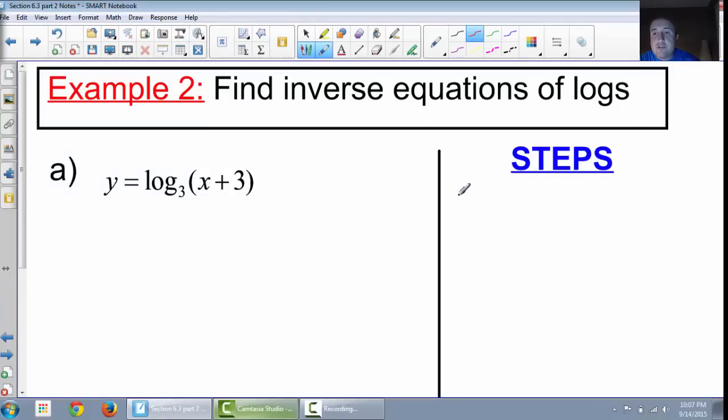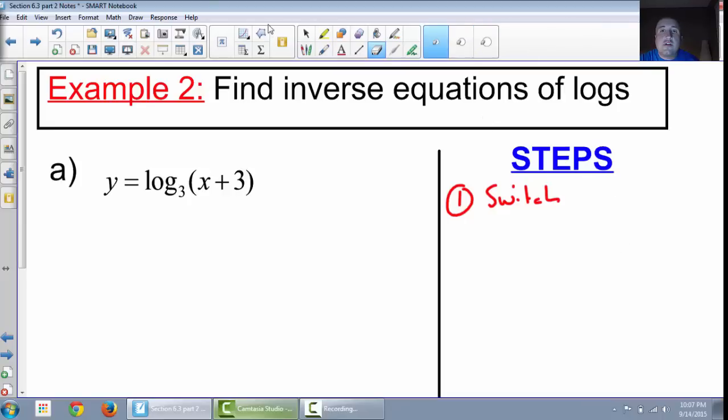So the first step is to switch x and y. Oops, let me erase that. I don't know why I did that. All right, so the first step is to switch x and y. We're going to switch x and y up.